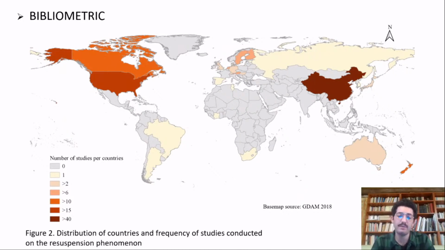This figure represents the geographical distribution of the studies on the phenomenon of resuspension. We can see that North America represents a great part of the studies, with 25 articles published on the phenomenon. China also represents a great part of the resuspension studies, with more than 40 articles published. To a lesser extent, Europe and Oceania, mainly Australia and New Zealand, have also published on the resuspension phenomenon.